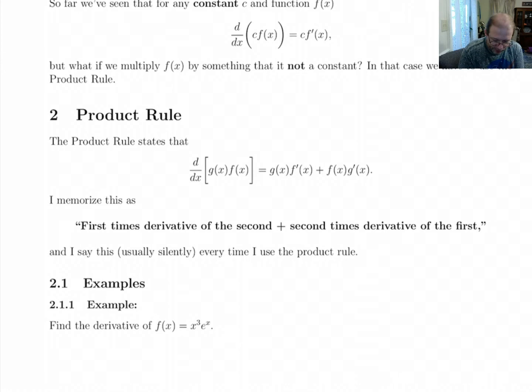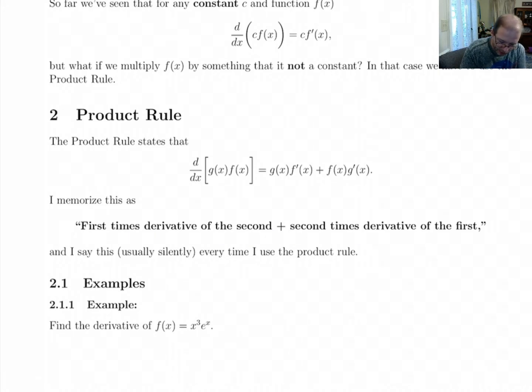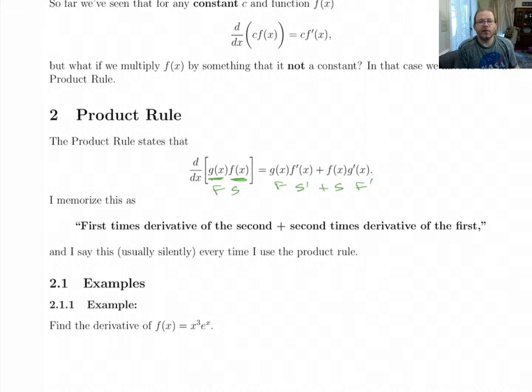It states that the derivative of g of x times f of x is g of x times f prime of x plus f of x times g prime of x. The way that I memorize this, though, is I say it's first times derivative of the second plus second times derivative of the first. G is the first, and f is the second. And I pretty much say that to myself every time I use the product rule. So let's do some examples.